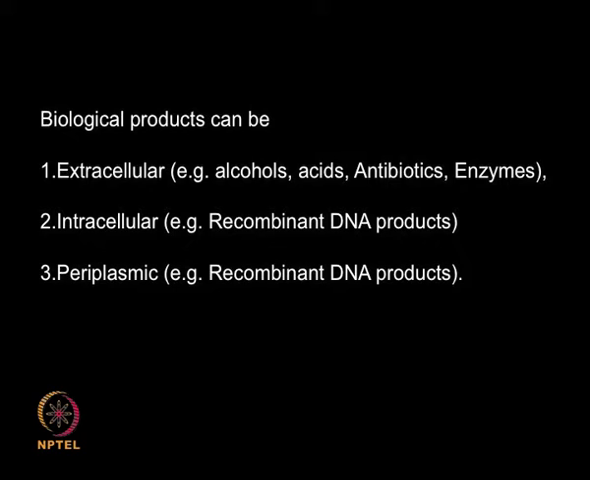So generally biological products could be extracellular, like alcohols, acids, antibiotics and some enzymes. It could be intracellular, sometimes you have recombinant DNA products. It could be periplasmic, that means it could be in between also. So you can have different types of products being produced, and depending upon where the product is getting accumulated, you may have to resort to breaking the cells and releasing the contents.